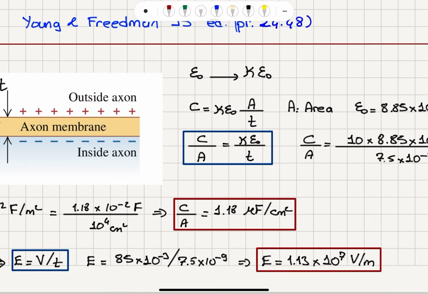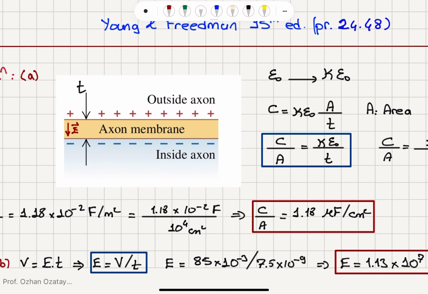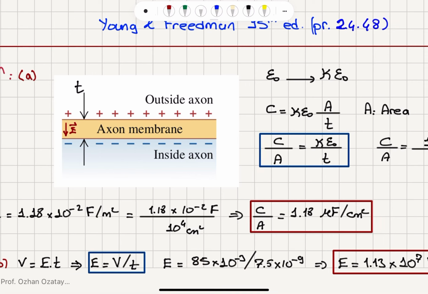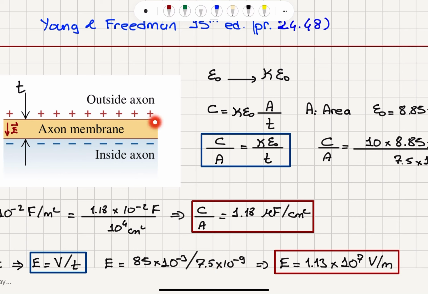per centimeter square. The electric field magnitude is the potential difference V divided by T, as we have seen in the parallel plate capacitor example previously. 85 millivolts is the potential difference, 7.5 nanometers is the thickness of the wall, so we find electric field magnitude of the order 10 to 7 volts per meter.